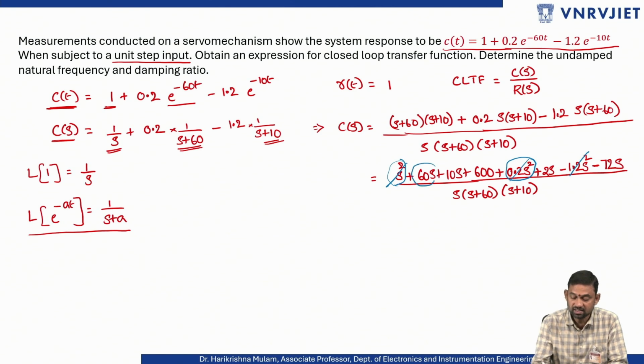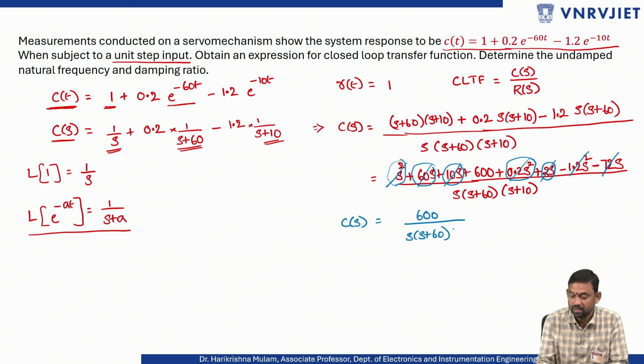Then 60s plus 10s is 70s, plus 72s gets cancelled with minus 72s. So this gets cancelled. So finally the C of s output in S domain is equal to 600 by s into (s plus 60) into (s plus 10). This is C of s.